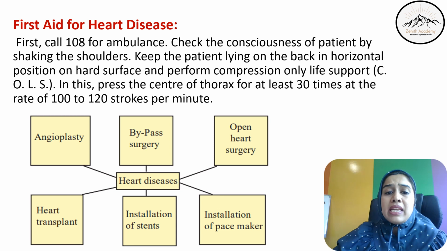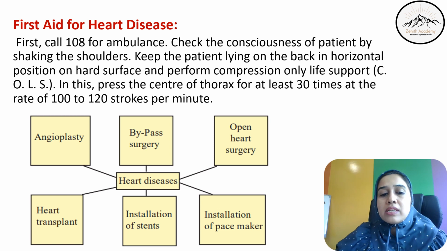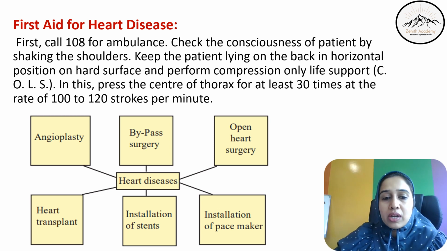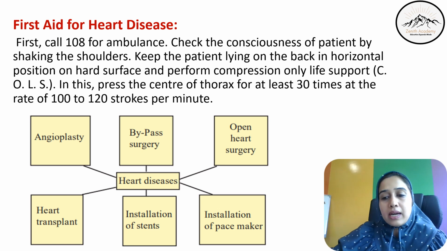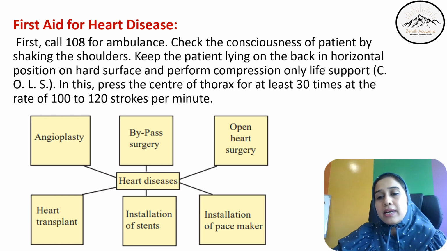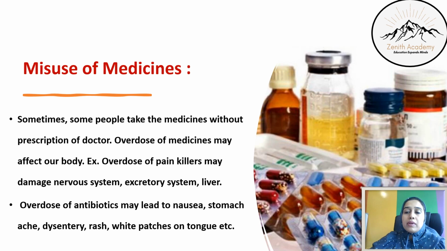Now, many other things are related to heart diseases, like bypass surgery. First, angiography is done to know where the blockage is and what the issue is. Then angioplasty is done to remove that blockage. Bypass surgery is done, open heart surgery is done, pacemakers are installed for the smooth functioning of the heart. Stents are installed in the body, and also heart transplant is done in case it is needed. Here we finish the important part of diseases: infectious, non-infectious and acquired.